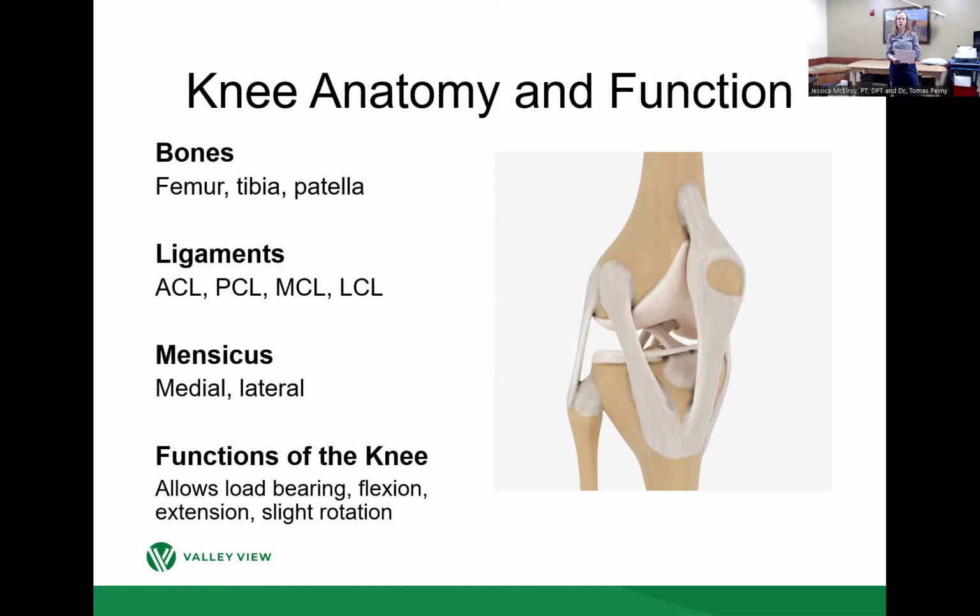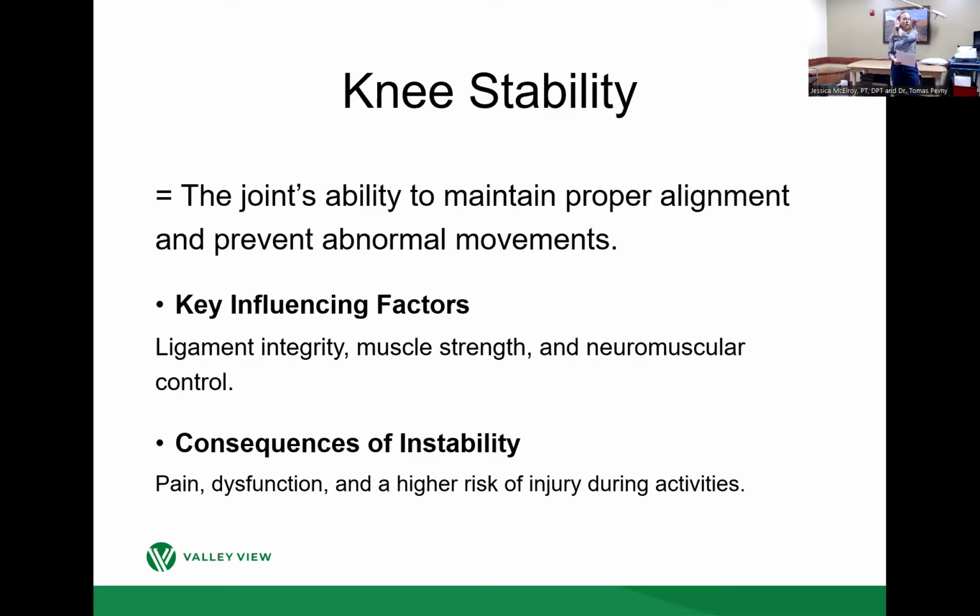The knee is a hinge joint. It serves critical roles in load bearing and locomotion, allowing for flexion, extension, and slight rotation. What is knee stability? This refers to the joint's ability to maintain proper alignment and prevent abnormal movements. Key influencing factors of knee stability include ligament integrity, muscle strength, and neuromuscular control.